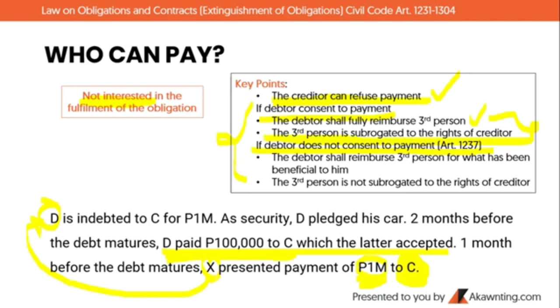So, ang mangyayari dito, if ever si D hindi makapagbayad kay X kasi wala na siyang cash, pwedeng i-foreclose ni X yung pledge doon sa car. Okay? So, yun lang yung tatandaan nyo. So, next scenario tayo.